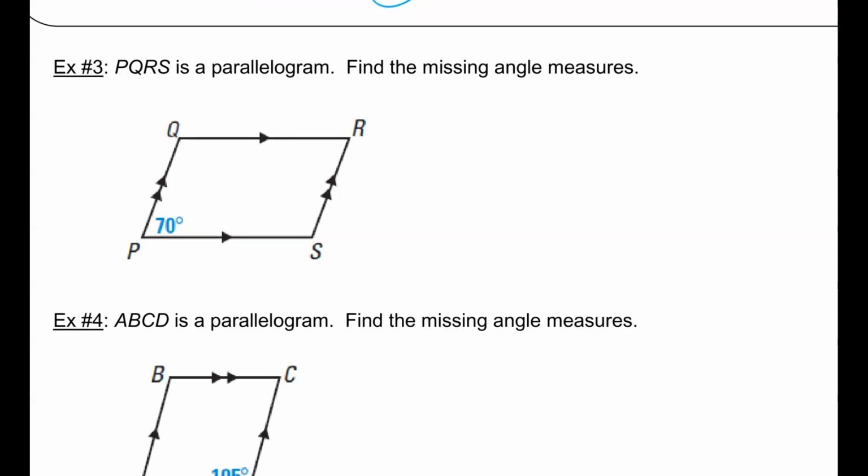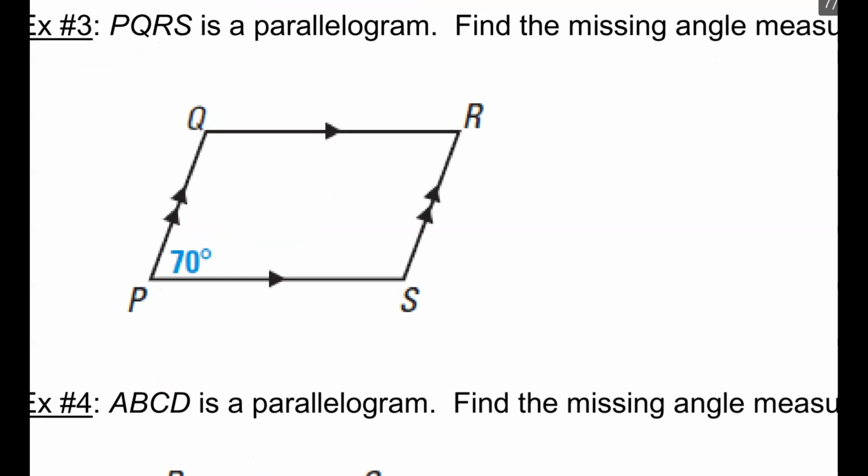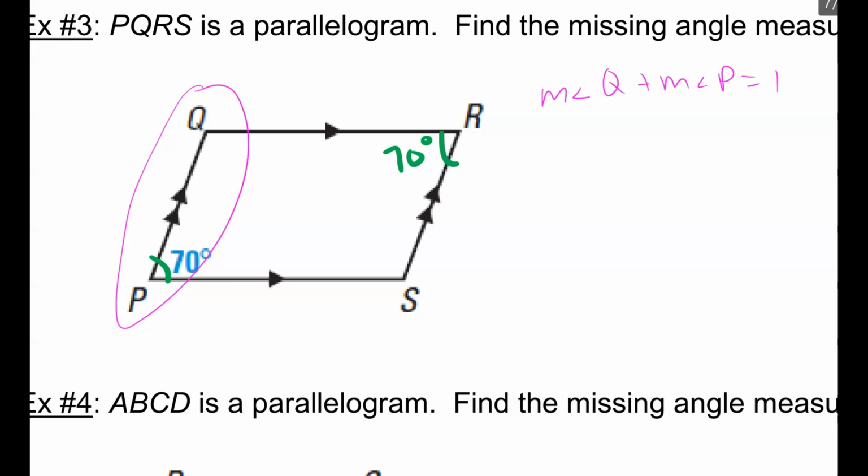All right, example 3, find the missing angle measure. Let's start with the easiest one. Check it out. P and R, they both will be 70 degrees. Opposite angles congruent. Q and P, well, they're not opposite, but they are consecutive. So I know the measure of angle Q plus the measure of angle P together must equal 180. So if we plug in for P, we have the measure of angle Q plus 70 equals 180. Subtract 70 from both sides.